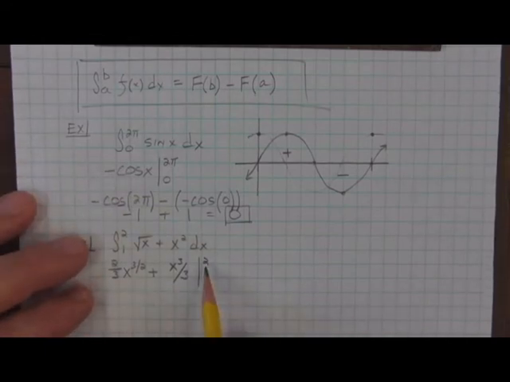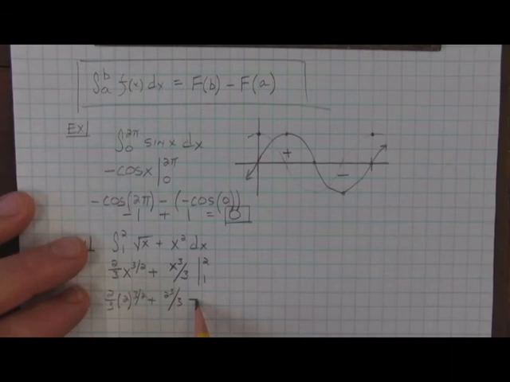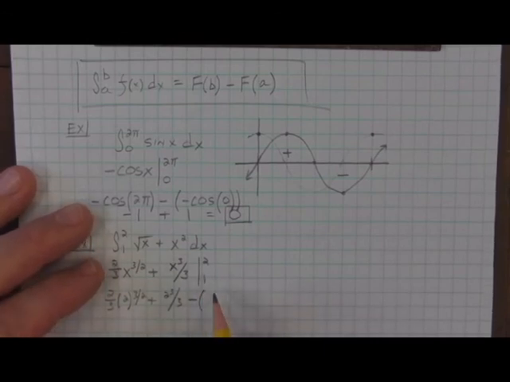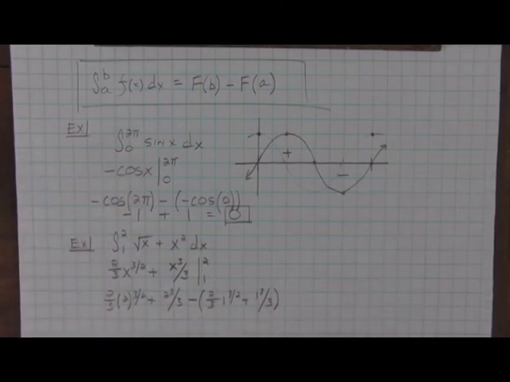And then I put the upper bound 2 into the antiderivative to get 2/3 times 2 to the 3/2 plus 2 to the 3rd divided by 3. And I'm going to subtract now the antiderivative evaluated at the lower bound, which means putting 1 into this. Careful, there's a negative to distribute, so I'm going to use parentheses. Putting 1 into the antiderivative is 2/3 times 1 to the 3/2 plus 1 to the 3rd divided by 3. And I can finish up by evaluating and combining.